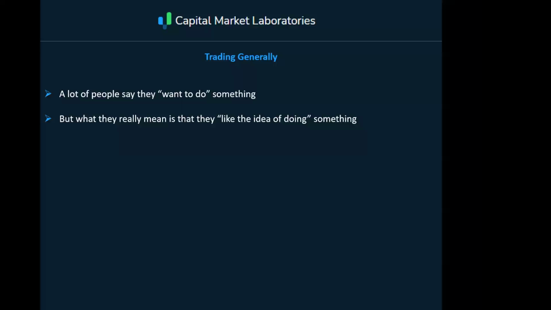But what they really mean is they like the idea of something. And if you want to know the difference, think of something you daydream about from time to time, but you've never really pursued. You like the idea of that. You don't really want it. And by the way, liking the idea of things is perfectly fine.